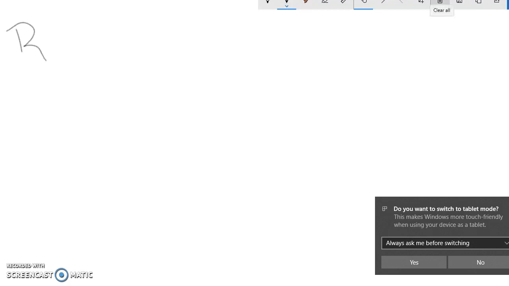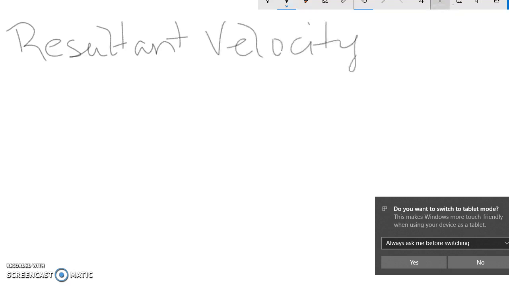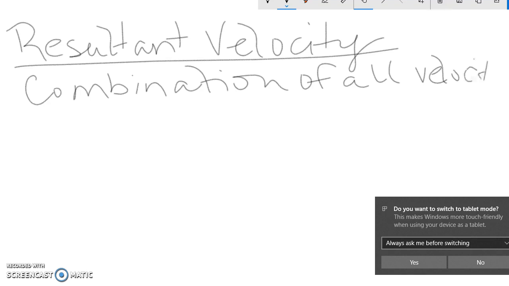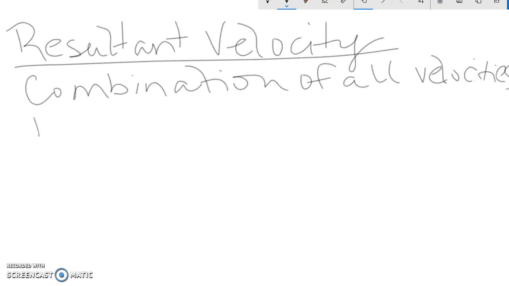So write this down, resultant velocity, and this is just a combination of all velocities. Or it's a net velocity. Okay, so give me a second to write that down. It's a combination of all velocities or a net velocity.